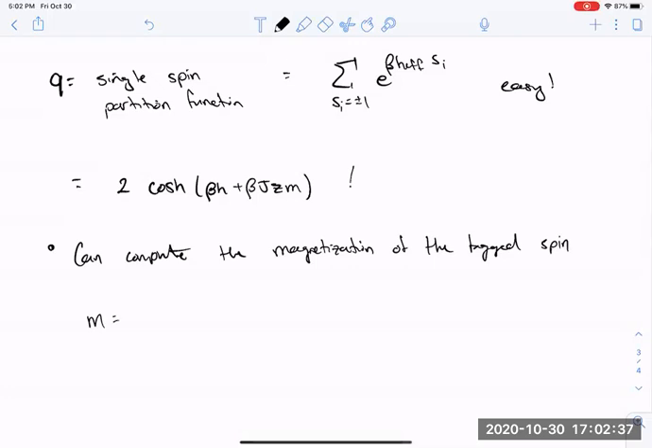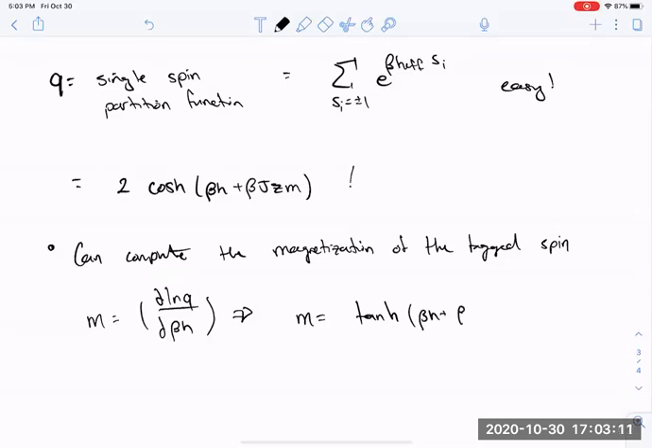By remembering that the average magnetization is given by the derivative of log the partition function with respect to its conjugate field, beta h, holding everything else like temperature fixed. When you take the derivative of twice hyperbolic cosine beta h plus a constant with respect to beta h, you get that m is equal to hyperbolic tangent of the argument of the hyperbolic cosine, beta h plus beta jz m. And now we note that we have a bit of a predicament because m is now on both sides of this equation. So we've not actually solved for m. This is a transcendental equation. We then have to solve self-consistently to determine the value of m.